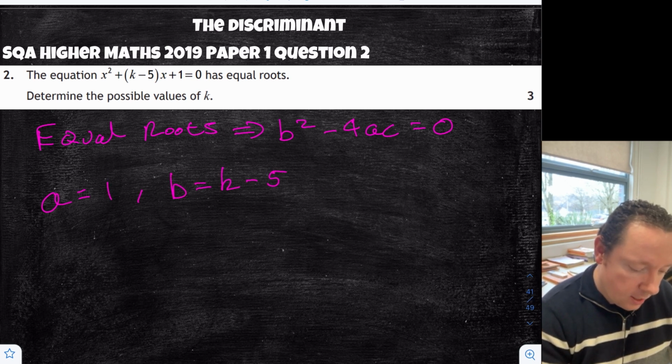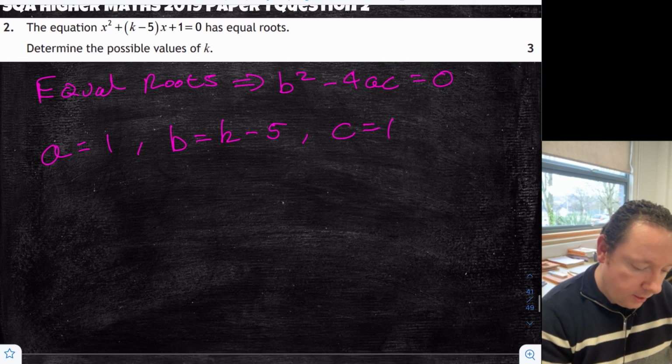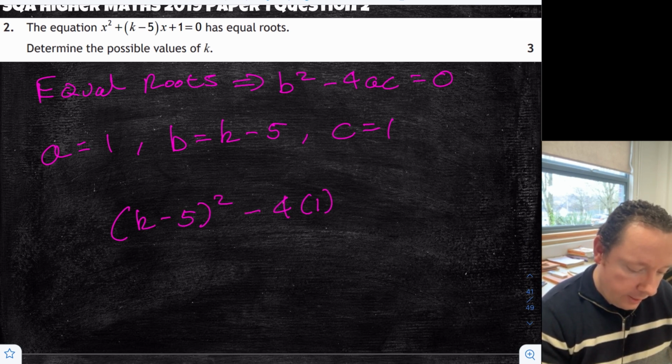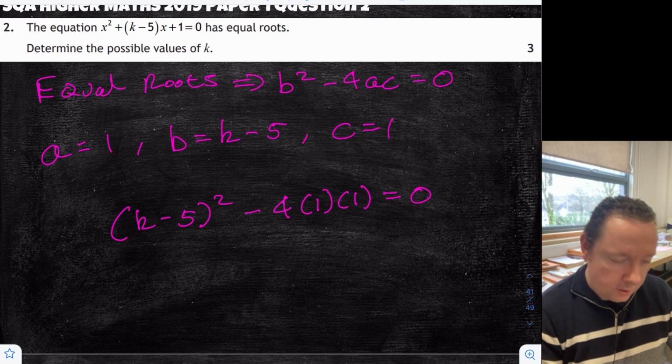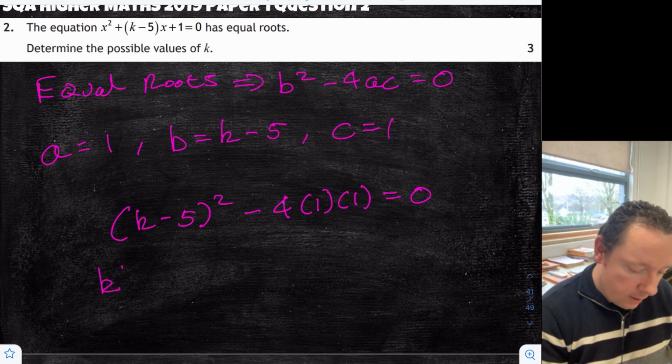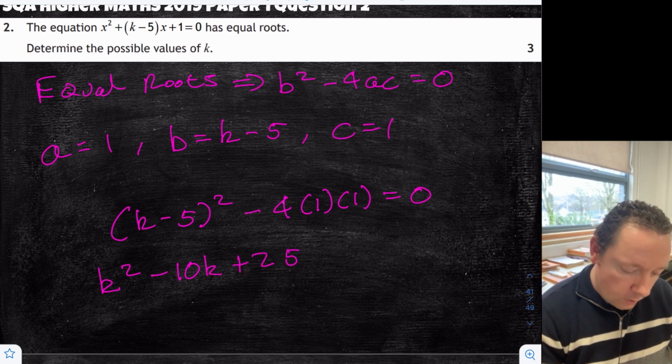the number in front of x, and our c is just 1. So for b squared minus 4ac, we get (k minus 5) squared minus 4 times 1 for a times 1 for c equals 0. Expanding (k minus 5) all squared gives me k squared, minus 5 times 2 is minus 10, so minus 10k, 5 5s is 25. And then we've got 4 times 1 is 4 equals 0.